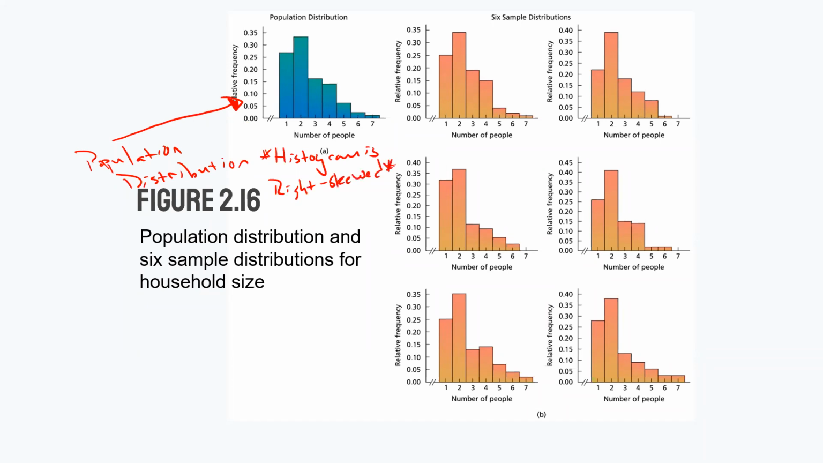So imagine you're a researcher, okay? And you want to estimate or figure out what the distribution of people living in a household looks like. So what I have here next to it on the right, in this orange histogram, is the results from 6 different samples, okay?